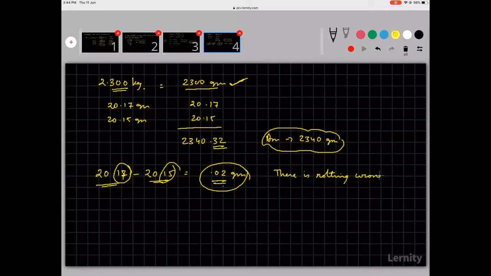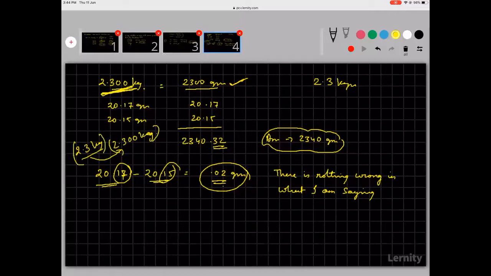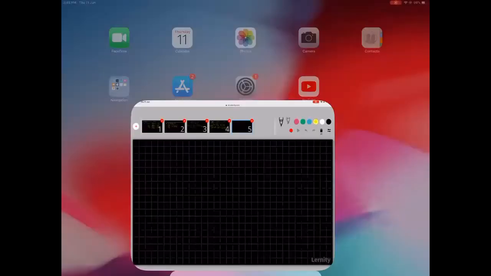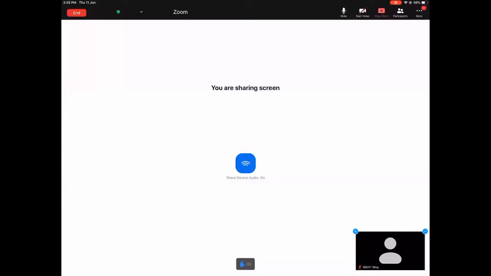I have written it and given it. If they are saying that the answer is 2.3 kilogram, they have by mistake noted this as 2.3 kilogram and not 2.300 kilogram. And I've been telling you there's a difference between both of them. So don't worry. What I am teaching is 100% correct. There's nothing wrong in what I am teaching. Don't worry at all.